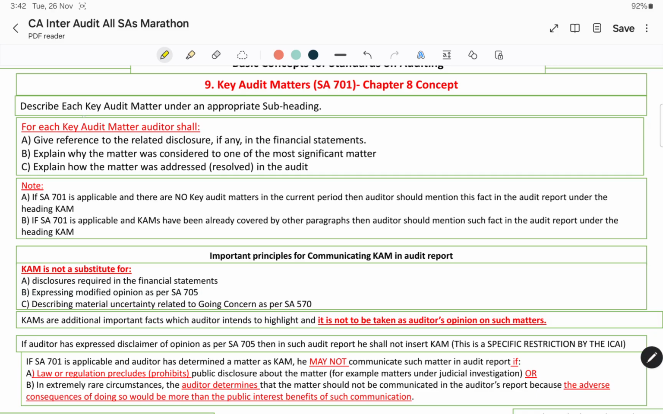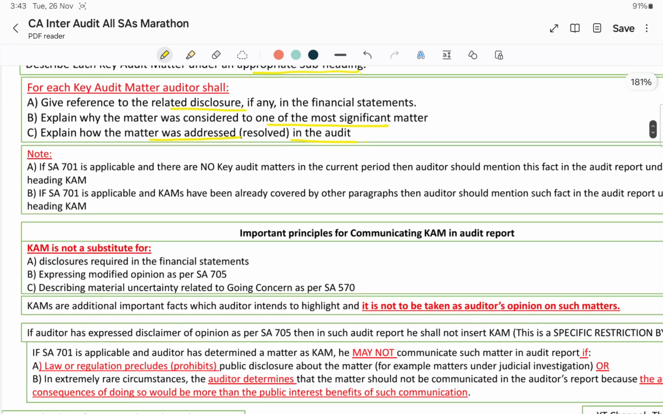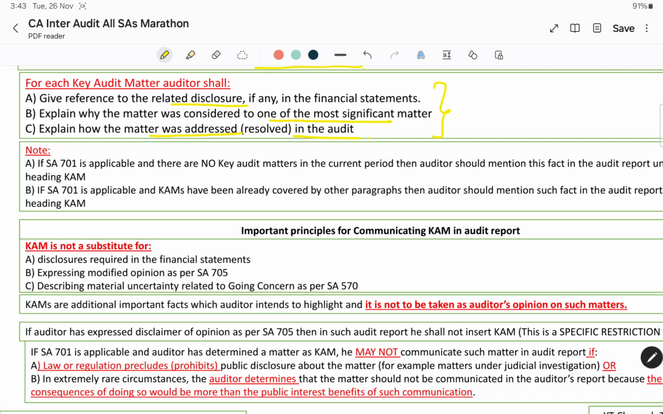Describe each key audit matter under an appropriate subheading. For each key audit matter, the auditor shall give a reference to related disclosure, if any, in the financial statement, explain why the matter was considered to be one of the most significant matters, and explain how the matter was addressed or resolved in the audit. For example, if a fire broke out in a factory during the year end, then how the inventory was managed, or whether there was an insurance covering the stock, and the loss or damage which occurred. All these are the key audit matters which need to be addressed.